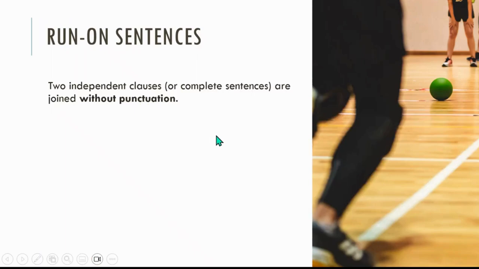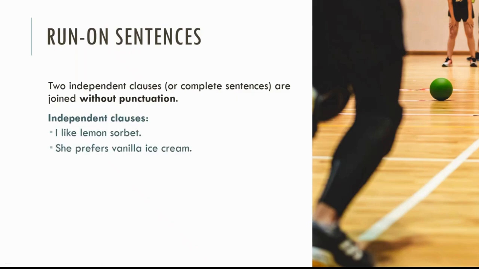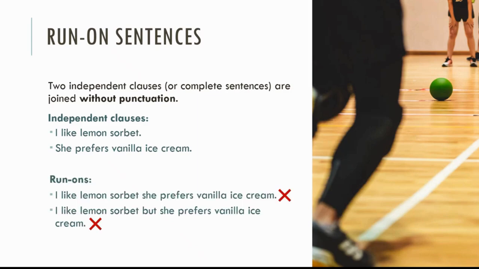Run-ons are very similar, but now we have the attempted compound sentence without any punctuation. So we have our independent clauses, and when we join them into run-ons, I like lemon sorbet she prefers vanilla ice cream. Even that short sentence is hard to say. There's no break. I like lemon sorbet but she prefers vanilla ice cream. Almost there with this one, but remember what punctuation we need before the fanboy.